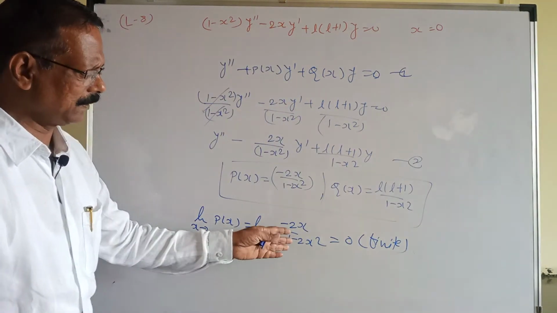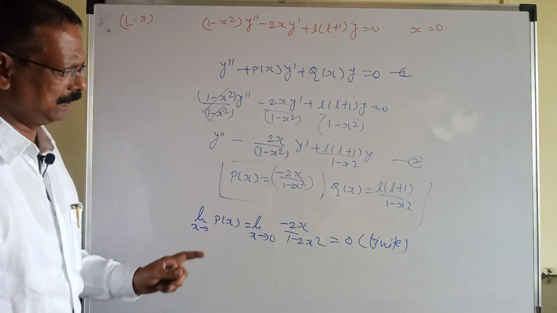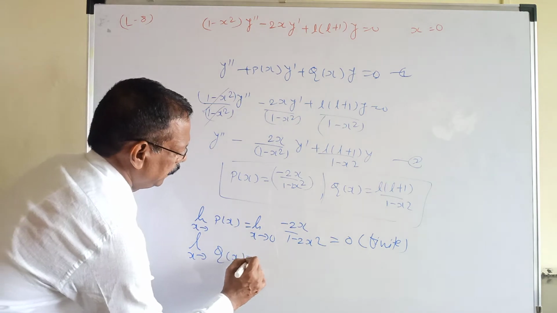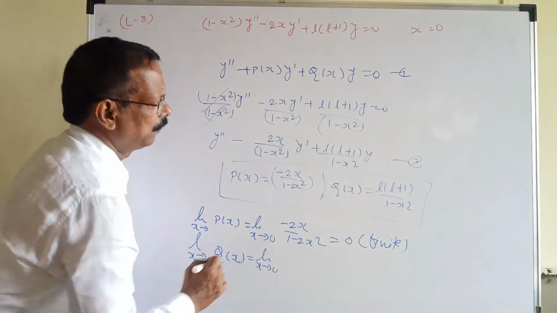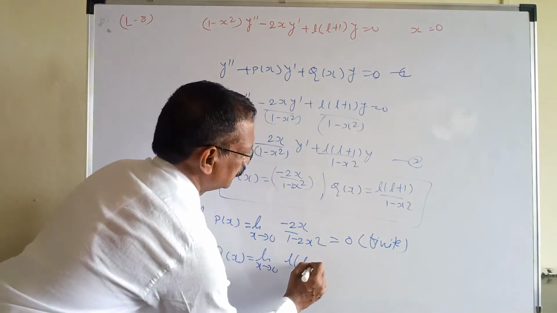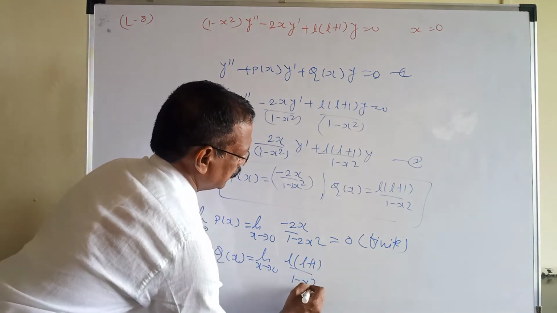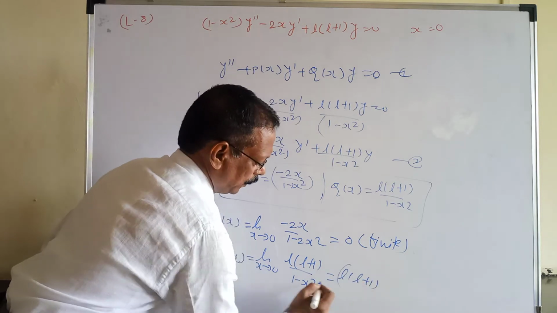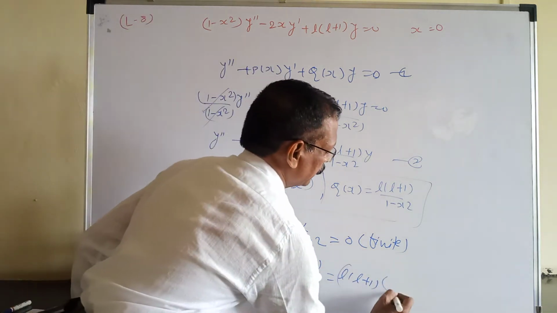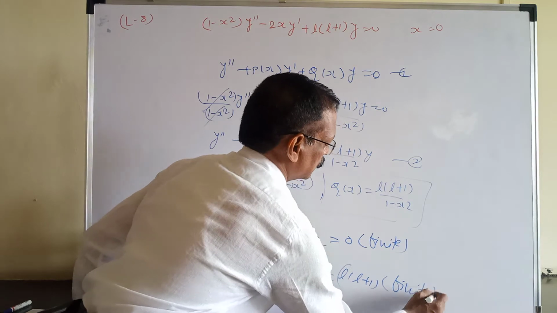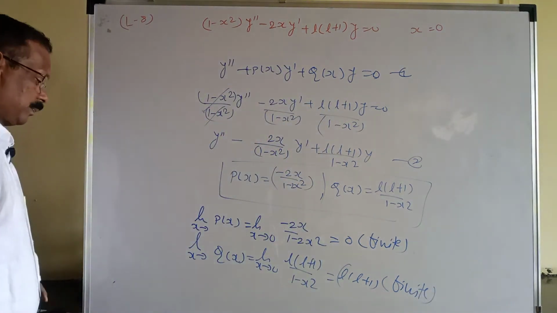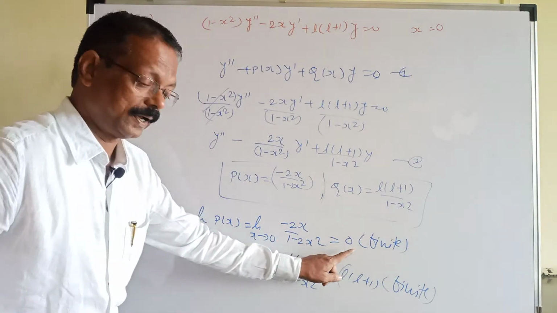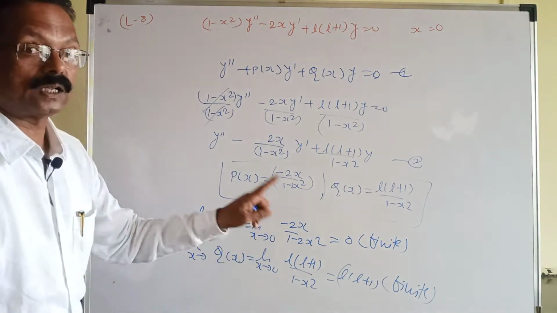So for q of x, limit x tends to 0. What is q of x? It is l into l plus 1 upon 1 minus x square. So in this case, what we get? It is l into l plus 1 upon 1, as x is equal to 0. So it is a finite number. So it is also a finite number. So in this case, limit x tends to 0 p of x is finite, and limit x tends to 0 q of x is also finite.